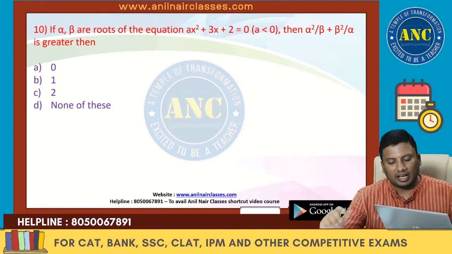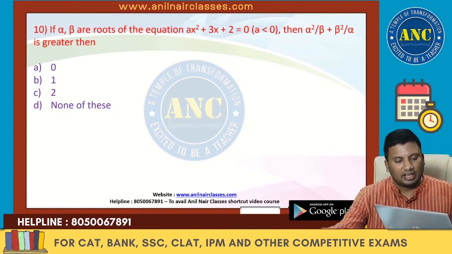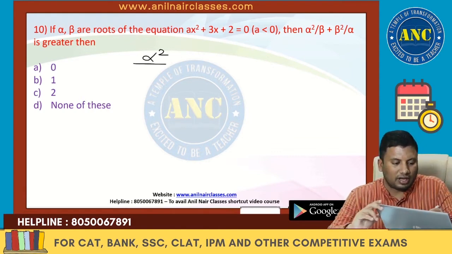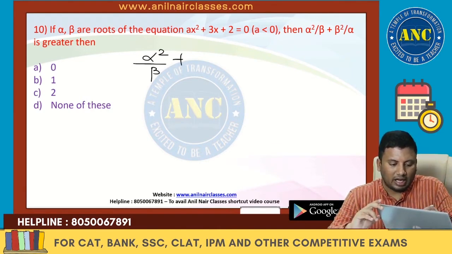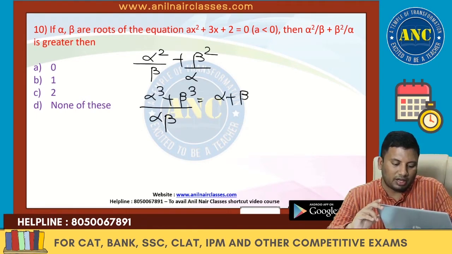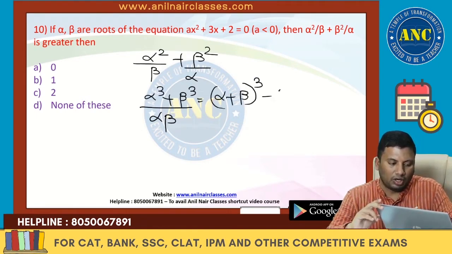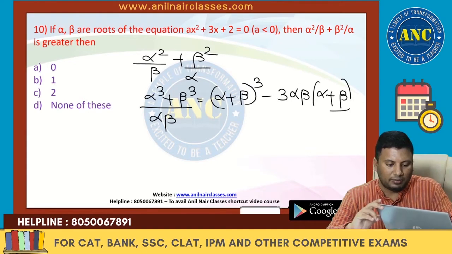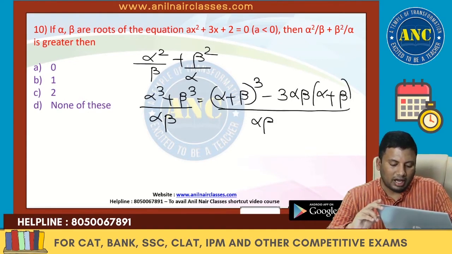If alpha, beta are the roots of the equation, A is less than 0, then alpha square by beta plus beta square by alpha. This is nothing but alpha cube plus beta cube by alpha beta. This is nothing but alpha plus beta whole cube minus 3 alpha beta into alpha plus beta, by alpha beta.